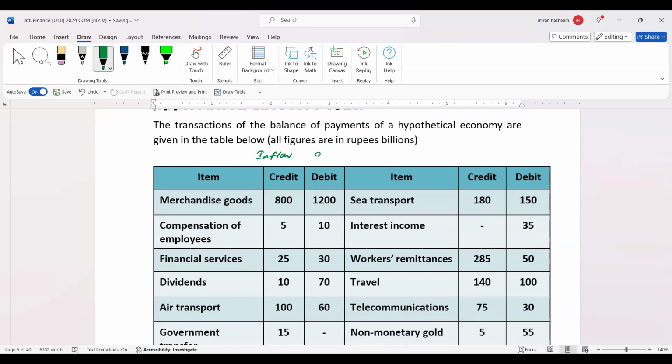Inflow minus outflow. Get it? So for each thing, credit minus debit. And then BOP current account balance. Are we okay?